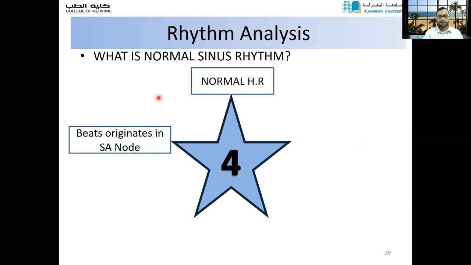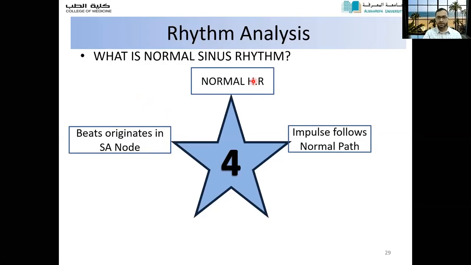Second condition is the beats originating in the SA node should follow the normal rate, because our heart rate is coming from the SA node. Whatever the firing rate of the SA node, that is our heart rate. And the normal range for this is 60 to 100 beats per minute. So it's originating in the SA node with the normal rate of 60 to 100 beats per minute.